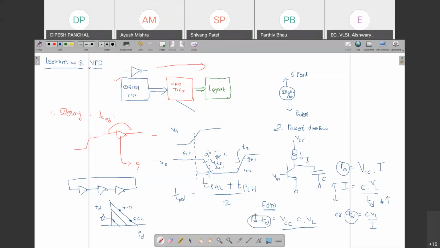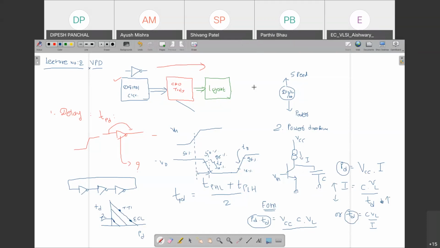So ECL, emitter coupled logic, transistor logic, I square L logic: for all these, the power delay product is defined. Now it's identified as a figure of merit. If you understand, then we can move to the next. Yes, sir.